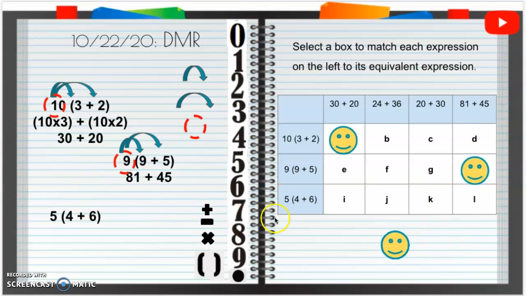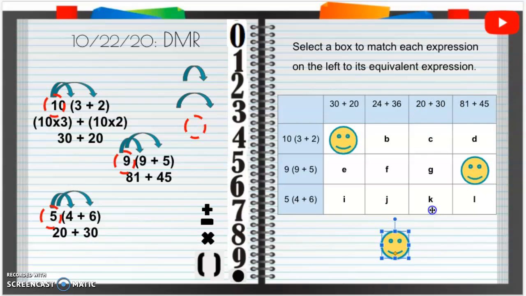All right, last one. So we have 5 times the quantity of 4 plus 6. All right, so I'm going to take my circle, circle the number in front of the parentheses, and now we're going to distribute it. We're going to multiply it through. So we'll have that 5 times 4. We'll keep that plus, and then we'll have 5 times 6. Well, I know that 5 times 4 is 20. And then I'm going to keep that addition symbol. And then 5 times 6 is going to be 30. So what in that order shows 20 plus 30? Well, right here, 20 plus 30.